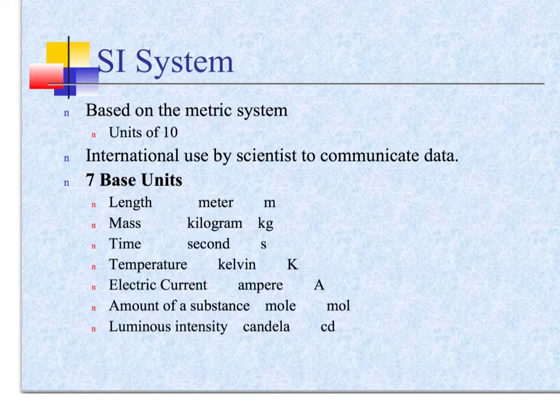So the great thing about the metric system is it is based on units of 10. It's predictable, and it has patterns. Our customary measurement is not predictable at all. There's 3 feet in a yard, 12 inches in a foot, 5,280 feet in a mile. There's no patterns at all, but the metric system is all based on units of 10.